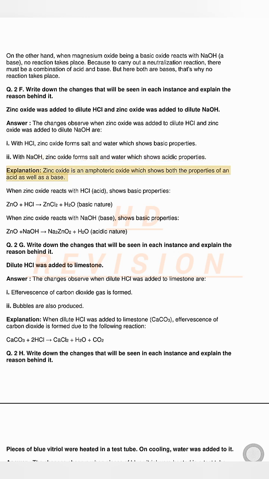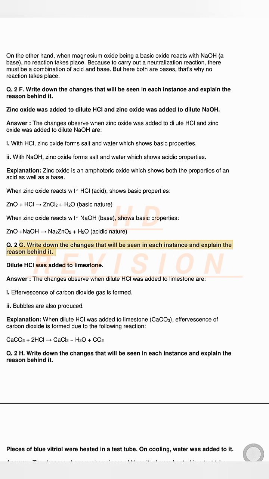Explanation. Zinc oxide is an amphoteric oxide which shows both the properties of an acid as well as a base. When zinc oxide reacts with HCl, an acid, it shows basic properties. ZnO plus HCl right pointing arrow ZnCl2 plus H2O, basic nature. When zinc oxide reacts with NaOH, a base, it shows acidic properties. ZnO plus NaOH right pointing arrow Na2ZnO2 plus H2O, acidic nature.